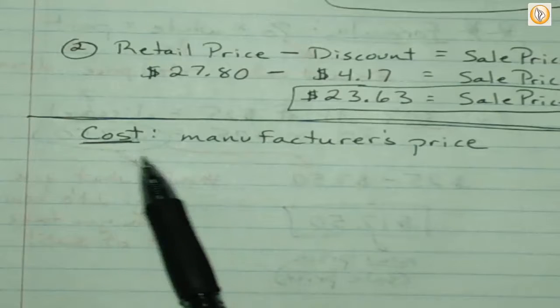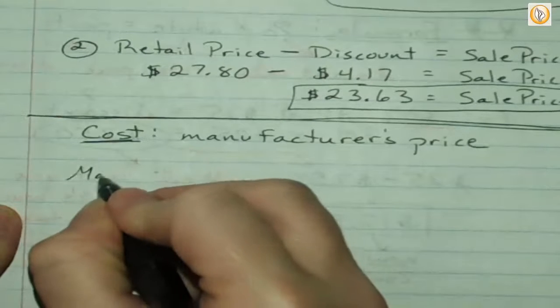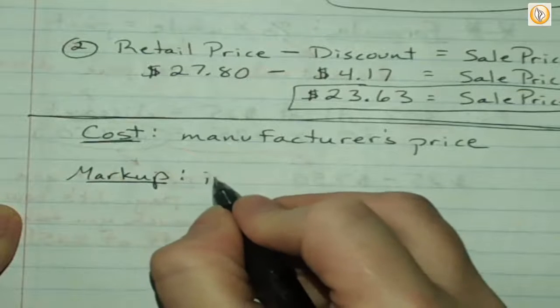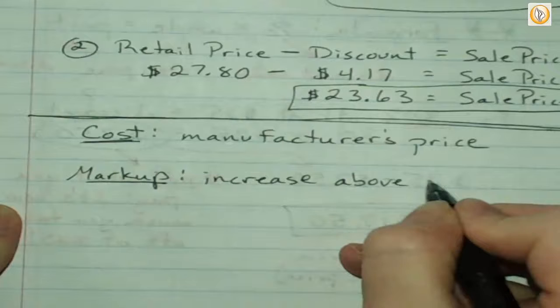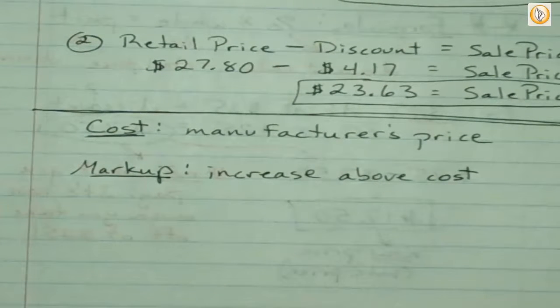Okay, so cost is what they pay for the actual product, okay? The company. Markup is the increase above cost. That's how much they'll jack up the price of shoes and clothing, name brand stuff, cars, furniture even. They have to mark it up.